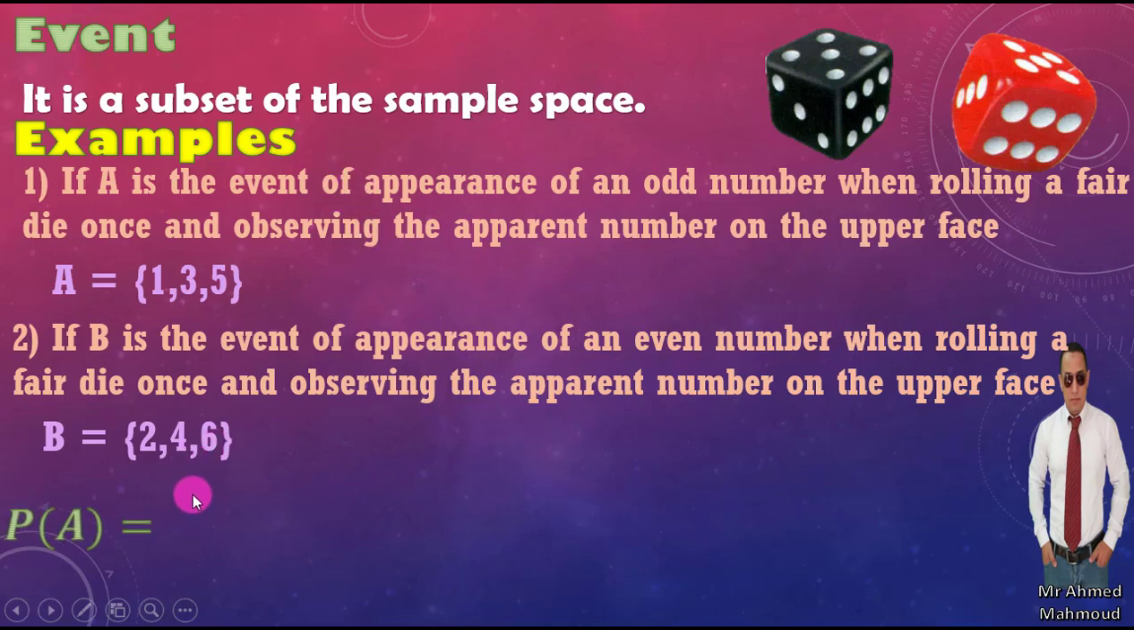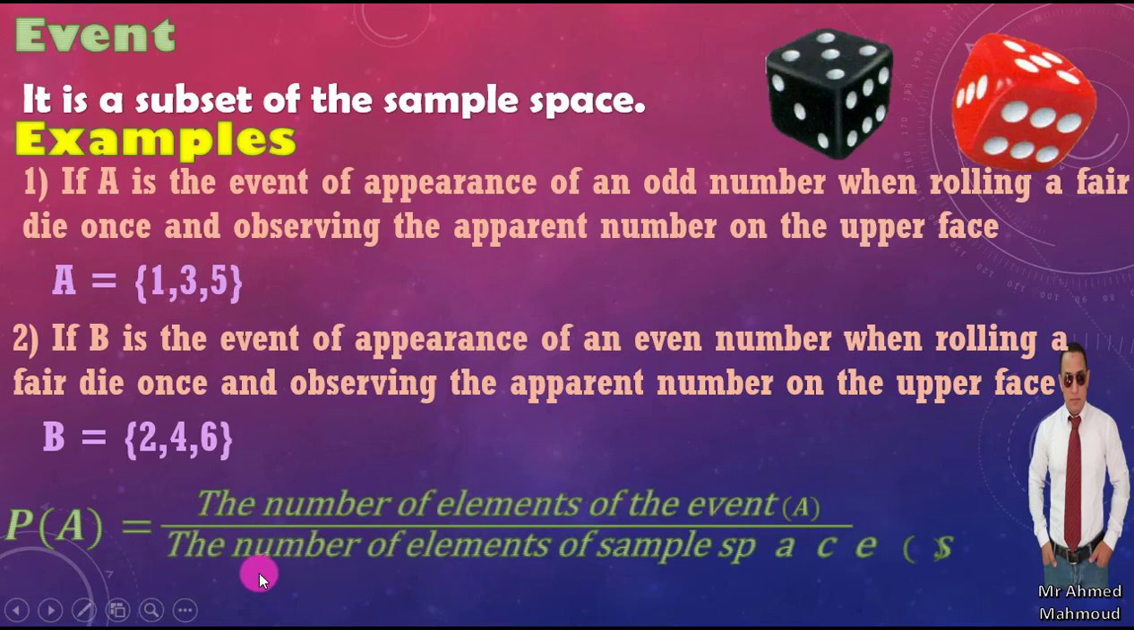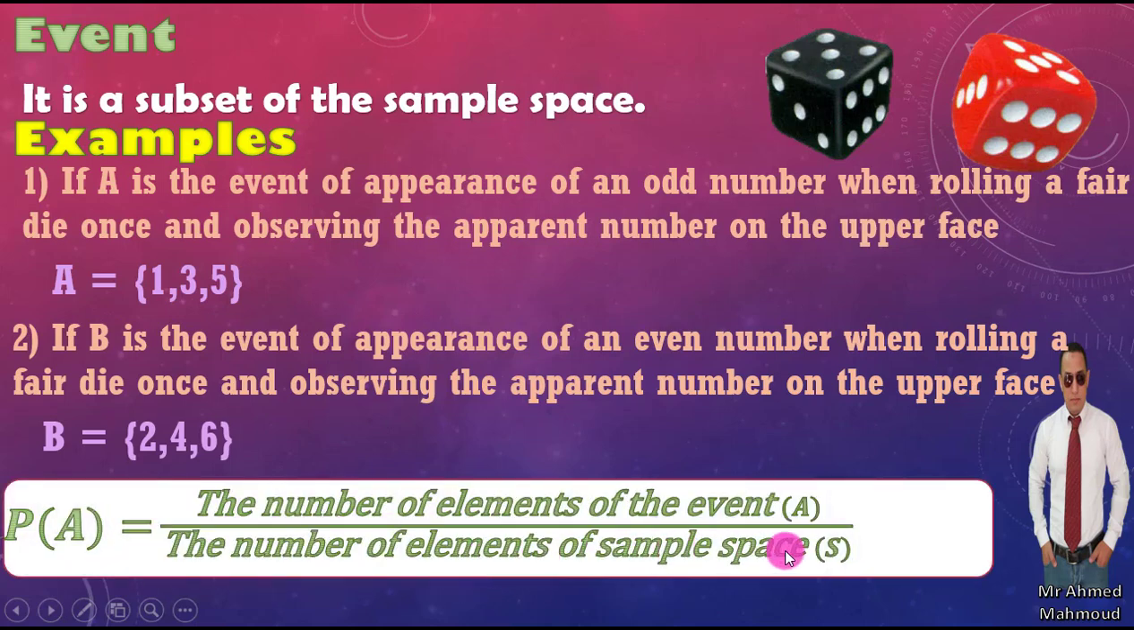Now if I need to evaluate the probability of A, P of A equals the number of elements of the event A over the number of elements of the sample space. This is the rule of the probability: the number of elements of the event over the number of elements of the sample space, which means the total number. Which is equal to n of A over n of S, where n means the number of elements.